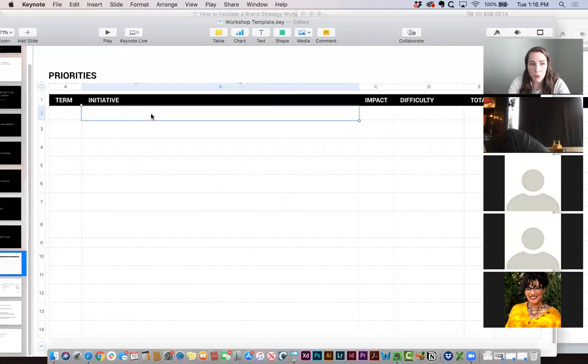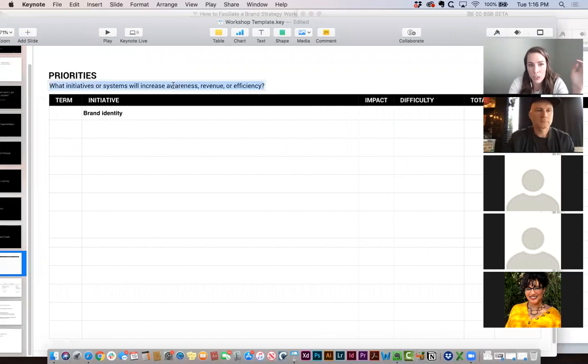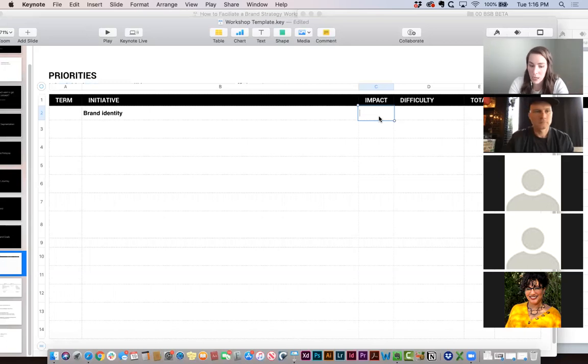So what you do is you write down the initiative, let's say brand identity, and then you rate it from 1 to 10. You ask your client, how much of an impact would this have in attracting your ideal client or making sales? Usually it is to increase awareness, revenue, or efficiency. How much of an impact will that make? And you have them rate it from 1 to 10. So let's say they're like, oh, we have to have that. It would be 10. But how difficult is that given your budget and your timeline? Is this really difficult to do? It is, but it needs to be done. So let's say it's a 9.